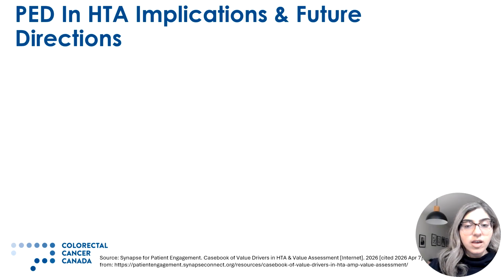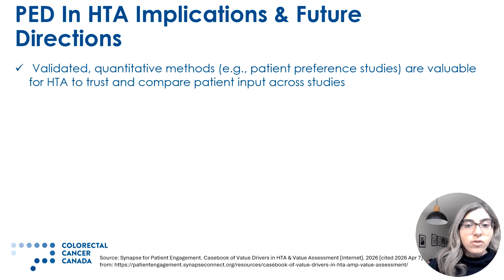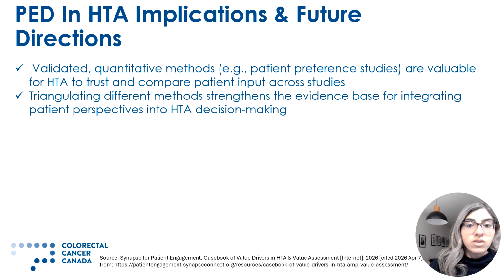Now I'll be discussing the implications and future directions of patient experience data in HTA. So validated quantitative methods such as patient preference studies are valuable for HTA to trust and compare patient input across studies. For example, using a multi-method approach using discrete choice experiments and best and worst scaling can provide a comprehensive understanding of patient treatment preferences, risk tolerance, and patient-centered value drivers such as quality of life improvement and adherence considerations. Triangulating different methods strengthens the evidence base for integrating patient perspectives into HTA decision making.